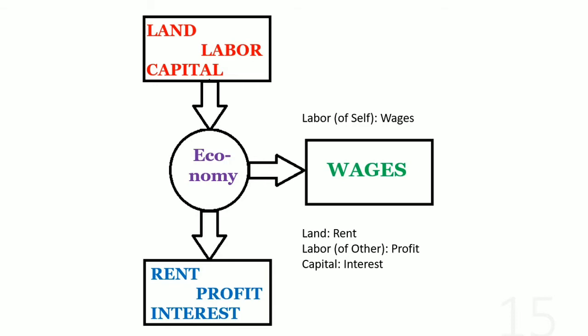The factors of production are land, labor, and capital. These are used in the economy to produce and distribute wages. Wages are the economic return to the one doing the labor. But rent, profit, and interest are also produced and exchanged in the economy. The return to land is rent. The return to the controller of another's labor is profit. And the return to capital is interest.